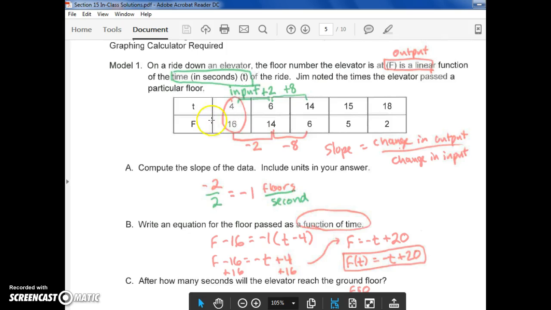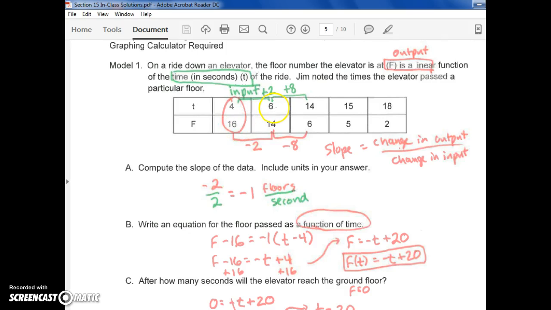So here's the data. What that essentially means is at time 4 seconds into the journey, we're at floor number 16. 6 seconds into the journey, we're at floor number 14, and so on. What we're asked to do in part A is to compute the slope of the data.